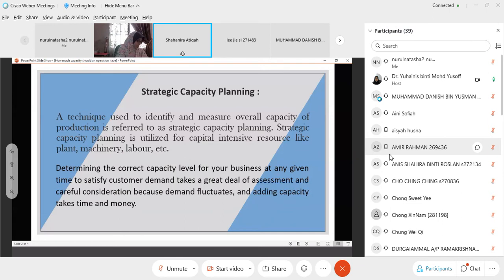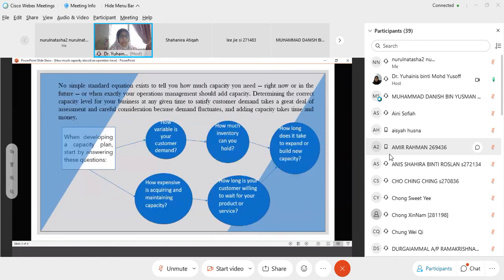Determine the correct capacity level for your business at any given time to satisfy customer demand. Take a great deal of assessment and careful consideration because demand fluctuates and adding capacity takes time and money. Okay, this statement is about how the capacity is needed or when the operation management should add the capacity. Management. Okay, so you are still using the first slide? No. All right. Next slide. Our member group will present.